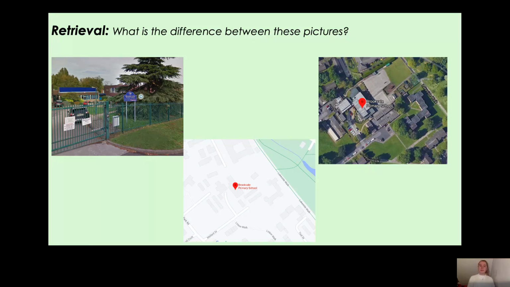Now, they all look different, don't they? What is the difference between these pictures? Can you pause the video now and have a think? Okay, Year 2. So let's look at the first one first.